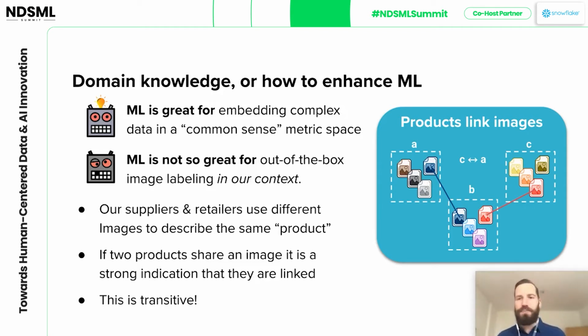And if product A and product B share a very similar image, they're probably linked, right? Or maybe even the same thing. And the same thing if product B and product C share an image, they're probably linked. But that also means that product A and product C are probably linked. This is the transitive property, even if they don't share a single image that's similar. And this was really, really powerful because it kind of cracked the problem of products that had very, very different images of the same thing.